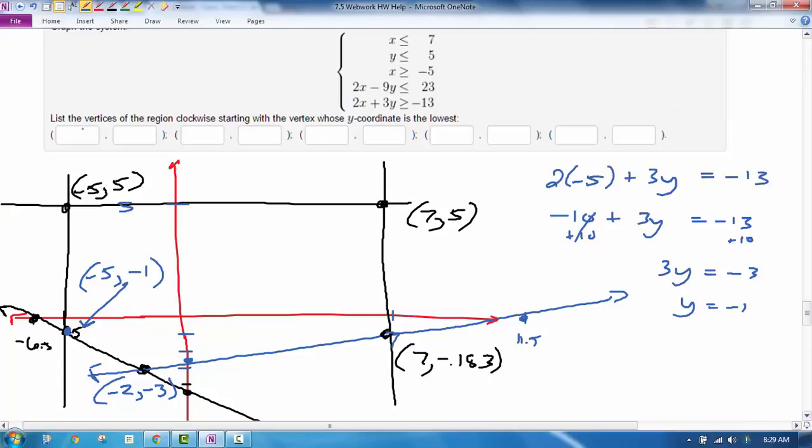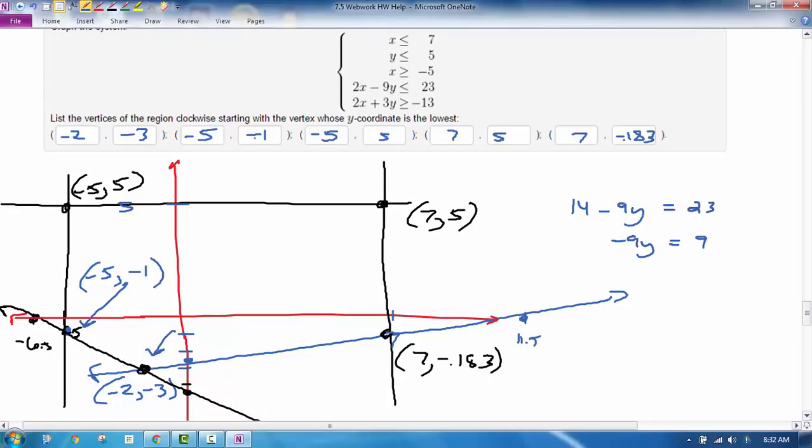So there's my points. Now it wants me to list the vertices, starting with the vertex whose y-coordinate is the lowest. That'd be this point down here. So that'd be negative 2, negative 3. And then it wants me to go clockwise. So the rest of them are here. And this last number for me should have been negative 1. I don't know what I was thinking, but when I plugged 7 into this equation for this line right here, this should have been negative 1.